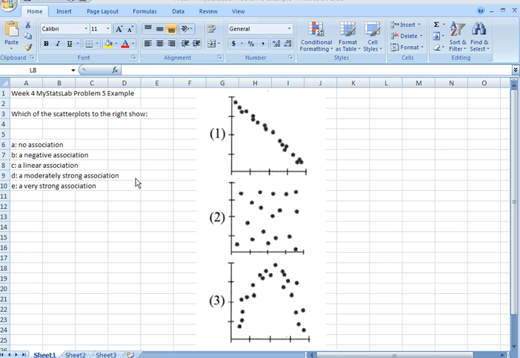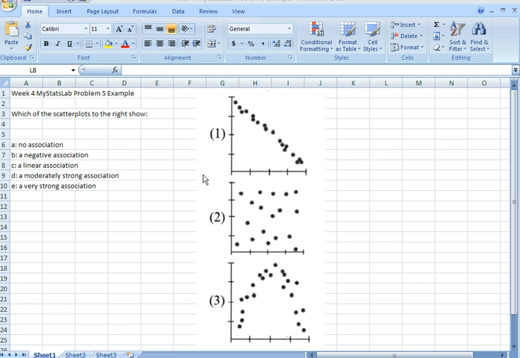And then the final part of this problem asks us which of these scatter plots has a very strong association. Well, we just talked about the fact that the closer the points are together, the stronger the association. So in this case, number 1, they are very, very tight, which means we do have a very strong association in number 1.